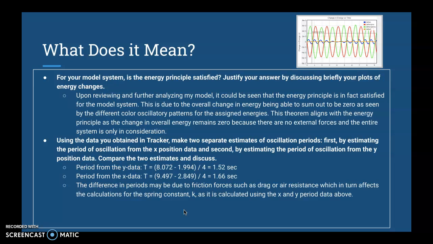Additionally, I calculated the period from the y data and the period from the x data as well. The difference in these periods may be due to friction forces such as drag or air resistance, which in turn affects the calculation for the spring constant, also known as K, as it is calculated using the x and y period data above.